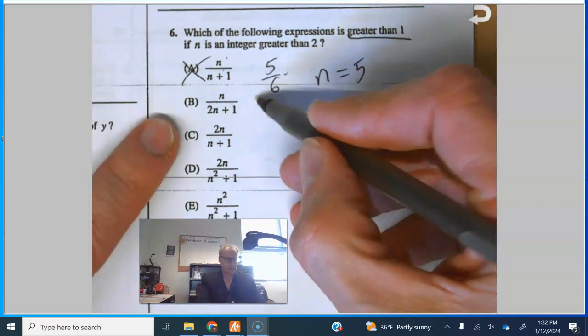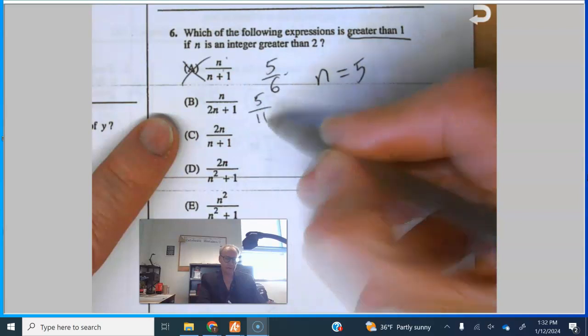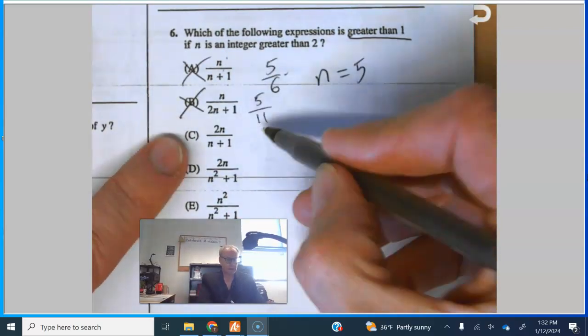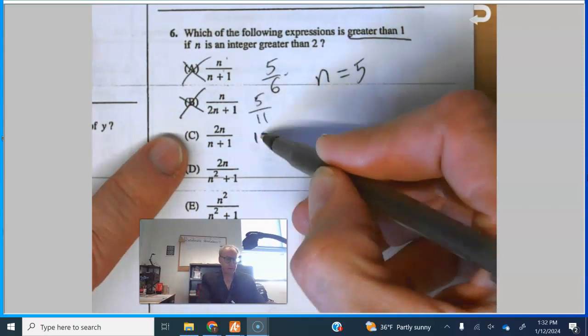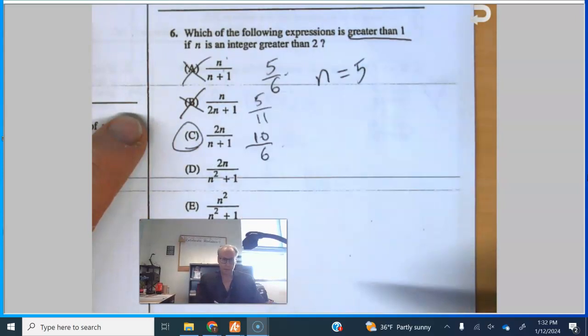This one says 5 over 11. That's 2 times 5 plus 1 is 11, and that certainly is not greater than 1. And this one is 10, 2 times 5 over 6, which is greater than 1. Certainly looks like it's that one.